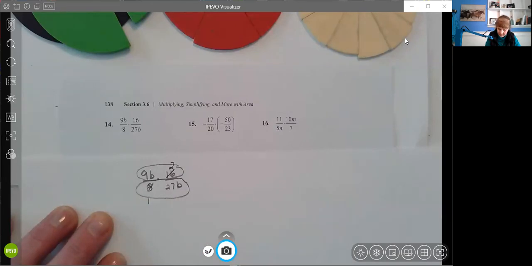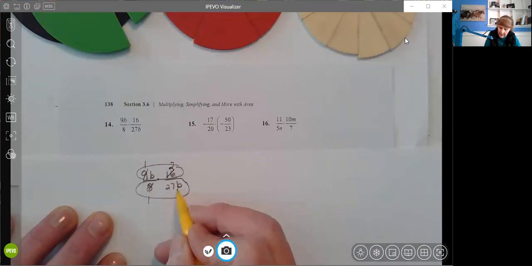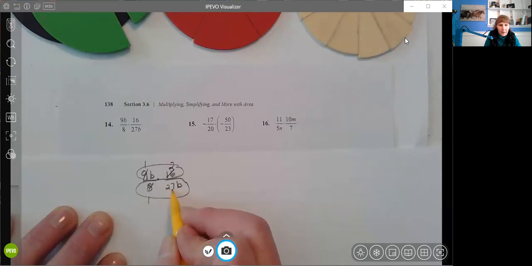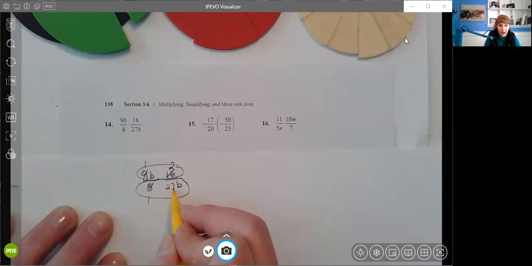Okay, so far so good. Now let's look at the 9 and the 27. 9 goes into 9 once. 9 goes into 27. How do I know 9 goes into 27? Well, 2 plus 7 is 9. So 9 goes into that, so it'll go into here. 27 divided by 9 is 3.